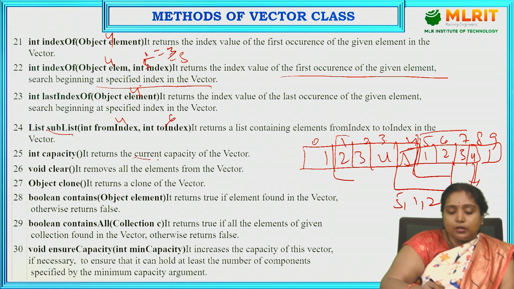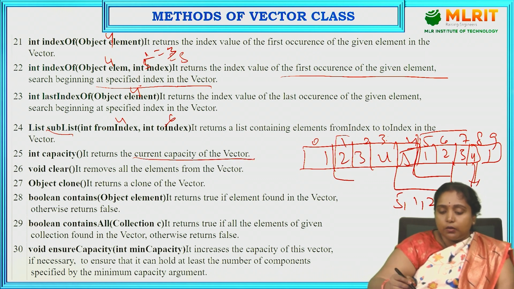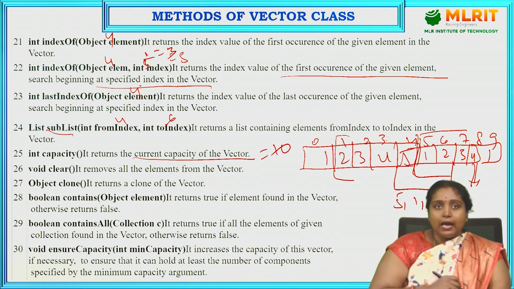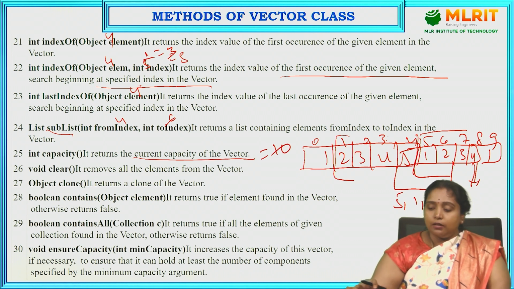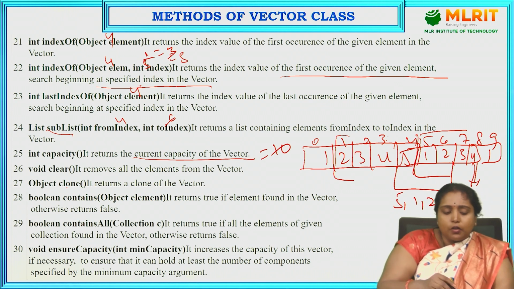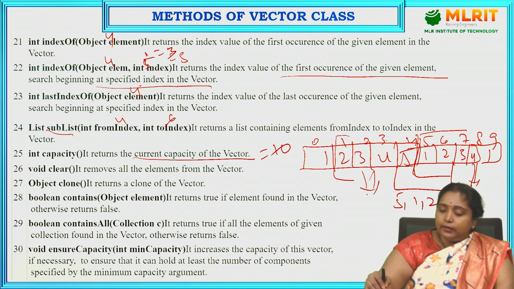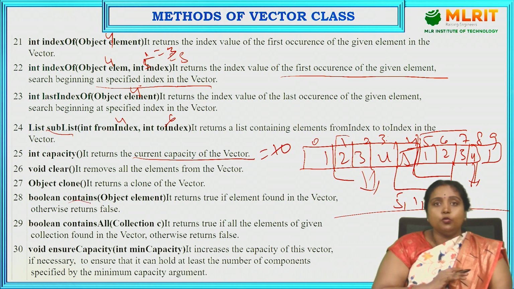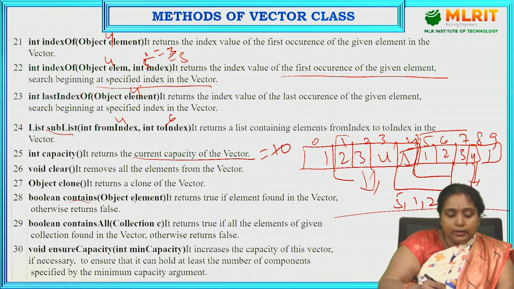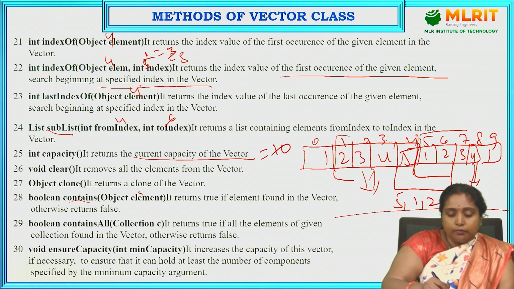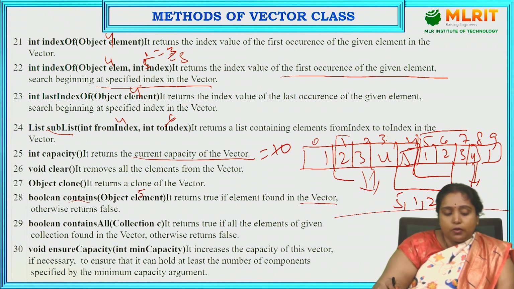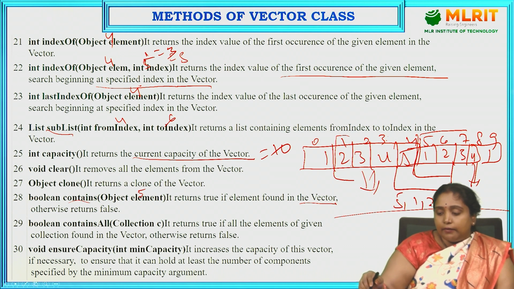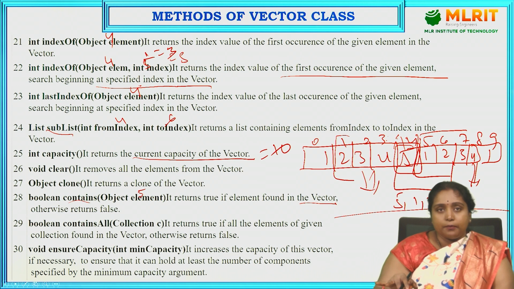capacity will return you the current capacity of the vector. What is the capacity of this? It is 10. So it will return you 10. And clear will remove all the elements from the vector. clone is nothing but it will create the same list and return it. And contains is used to check. You have to give an element, say 5. It returns true if the element is found in the vector, otherwise false. Is 5 available in the vector? Yes. So it will return you true, else it will return you false.